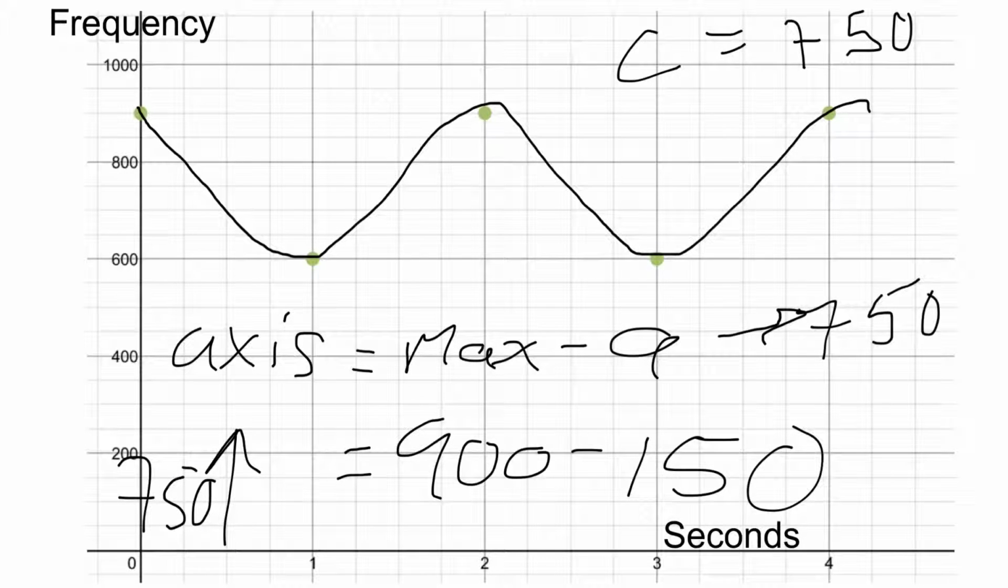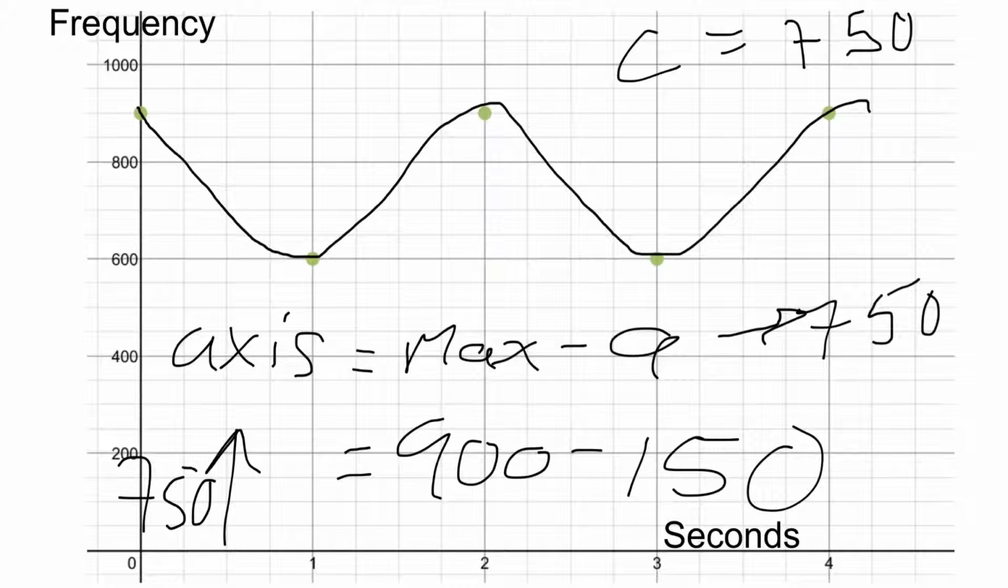Last but not least, we have our D value. In terms of the x-axis, where does a cosine function normally start? 0. In this case, where does our function start?